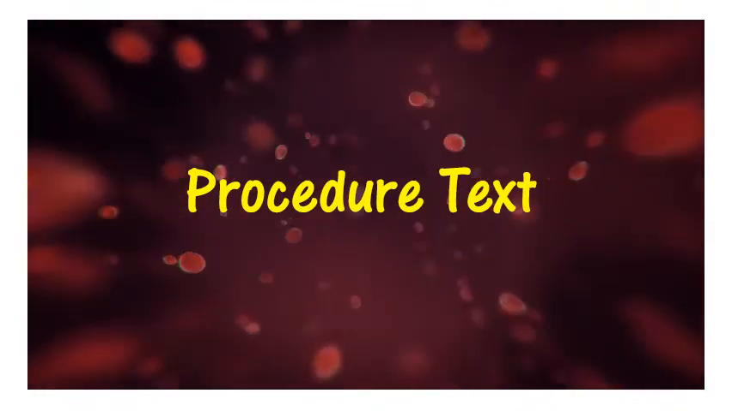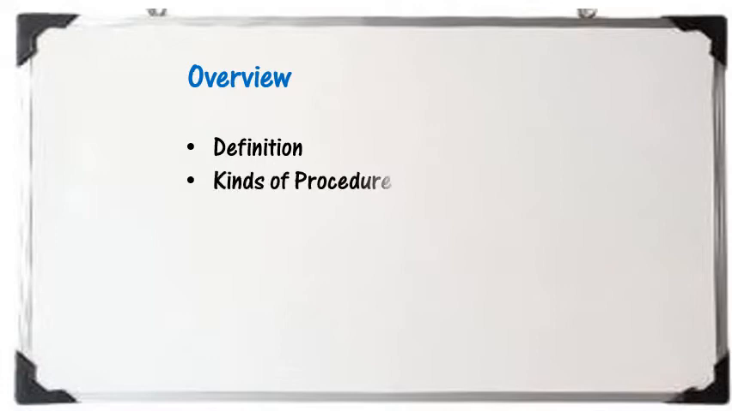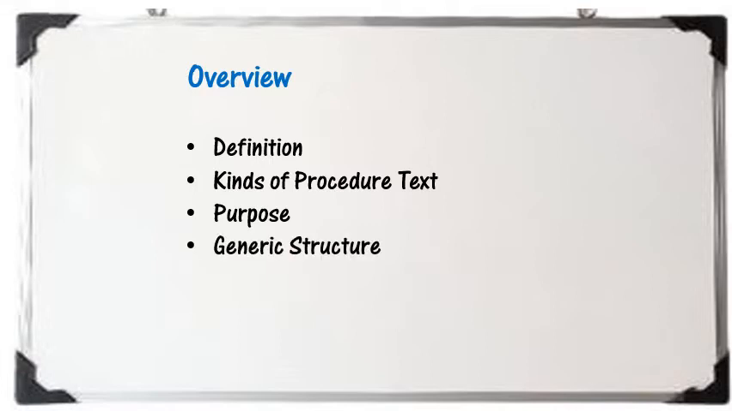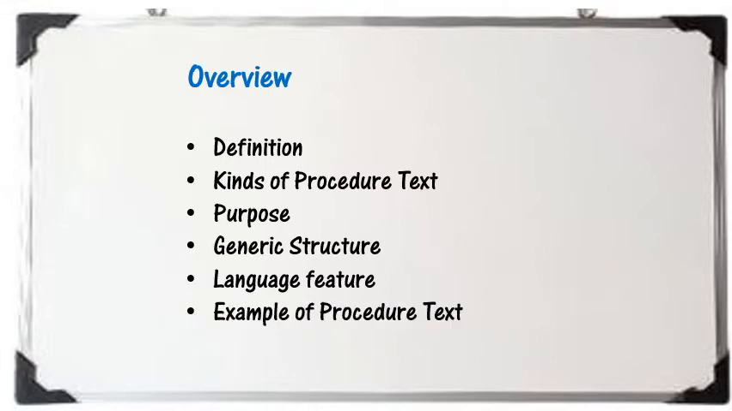Now, let's talk about procedure text. Well, on this occasion, we are going to talk about the definition of procedure text, yaitu apakah teks prosedur. Kinds of procedure text, macam dari teks prosedur. Purpose, apa tujuan dari teks prosedur itu? Generic structure, susunan secara umum dari teks prosedur. Language feature, unsur kebahasaan dari teks prosedur. An example of procedure text. Nanti kami tampilkan satu contoh teks prosedur.